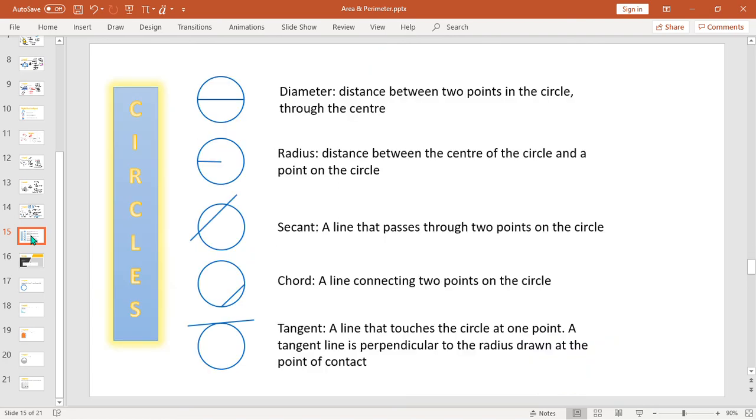Getting there. Time to talk about circles. So there's a lot of things you can do with circle math. There's a lot of applications.